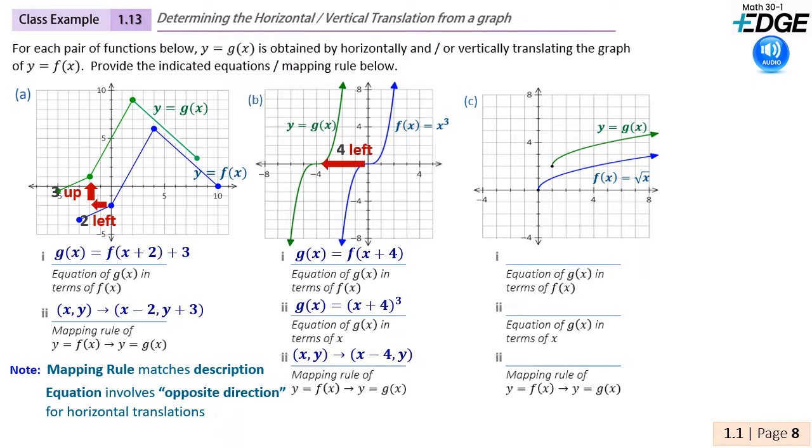Our mapping rule describes the verbal description. So since we moved 4 to the left, we say that (x, y) maps to (x minus 4, y).